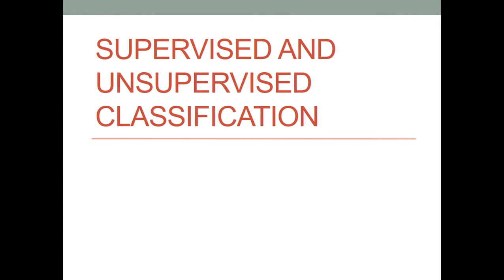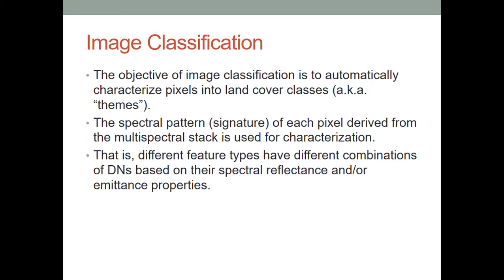Hi, so now we will continue on the third subtopic of this chapter, that is supervised and unsupervised classification. Right. So basically, what is image classification? The objective of image classification is to automatically characterize pixels into land cover classes, or what we know as themes.